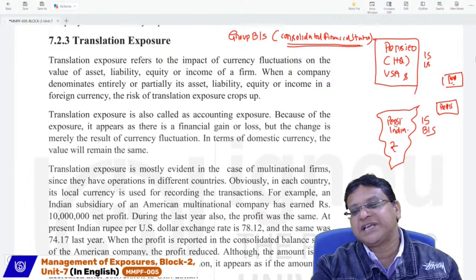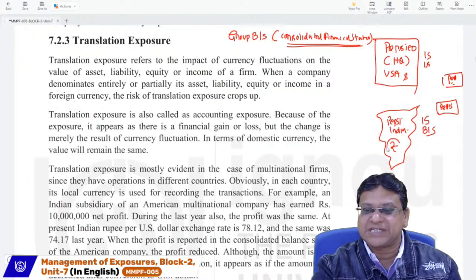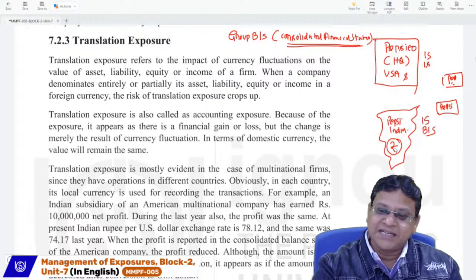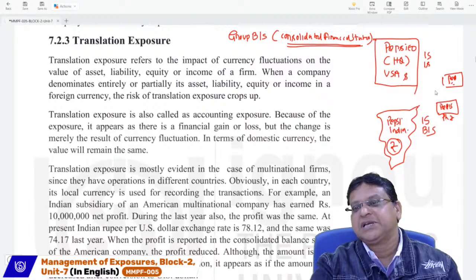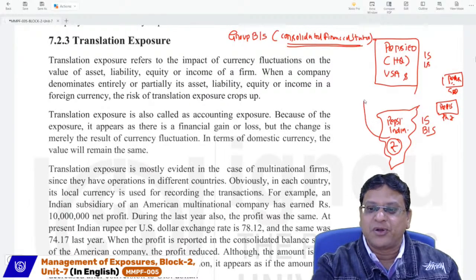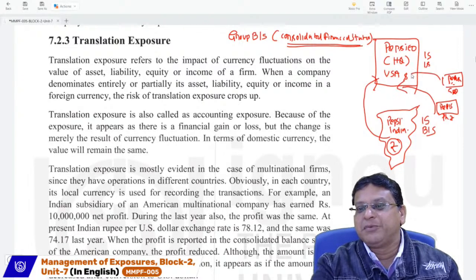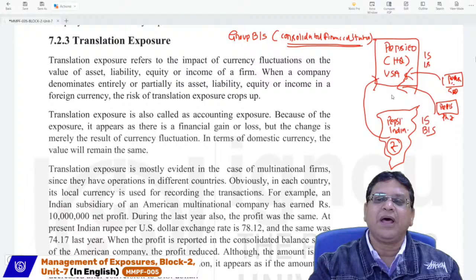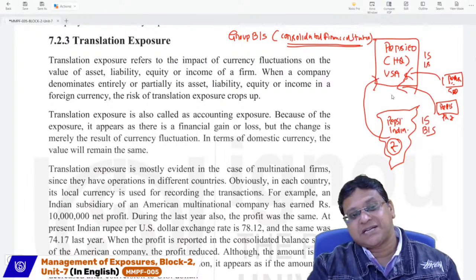But in all these cases, the assets and liabilities are in different currencies. In the Indian case, it is in rupees. In the Pakistani case, it is in Pakistani rupees. In the UK case, it will be in pounds. So you have to translate, you have to convert rupee to dollar, you have to convert your Pakistani rupee to dollar, you have to convert pound to dollar, and then you can prepare the group balance sheet.